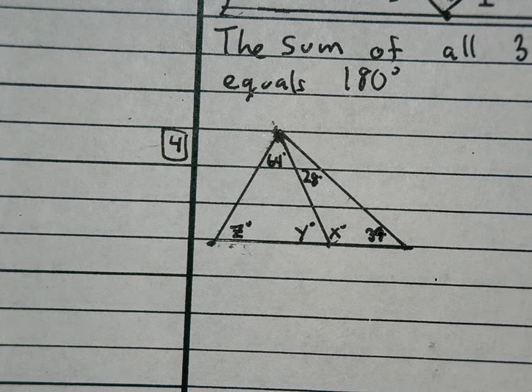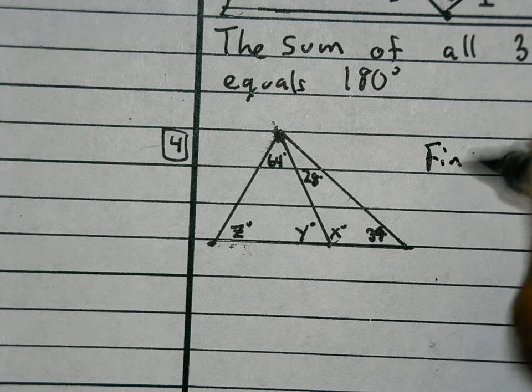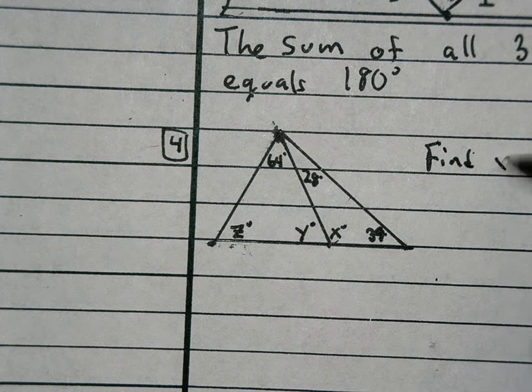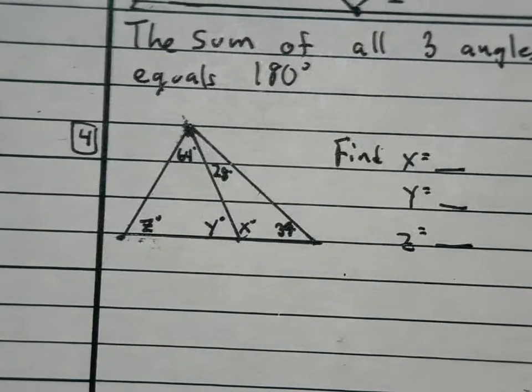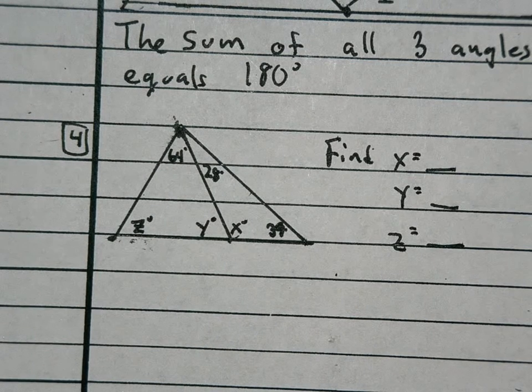There are 2 triangles here. And we're going to do this piece by piece. So the very first piece, we're going to have to find X, Y, and Z. That's what we're trying to find. X equals how many degrees? Y equals how many degrees? And Z equals how many degrees?